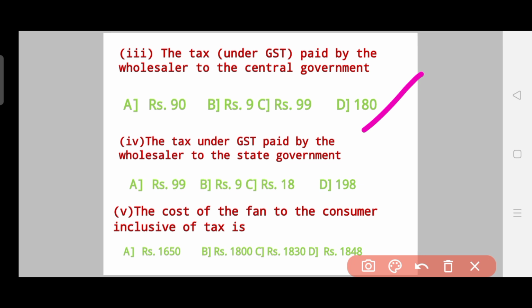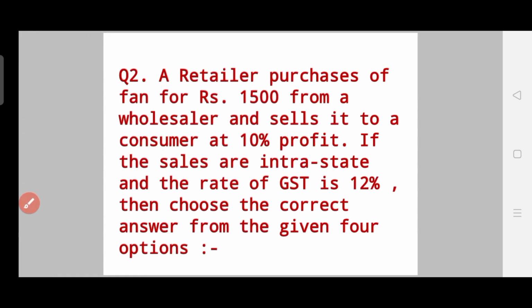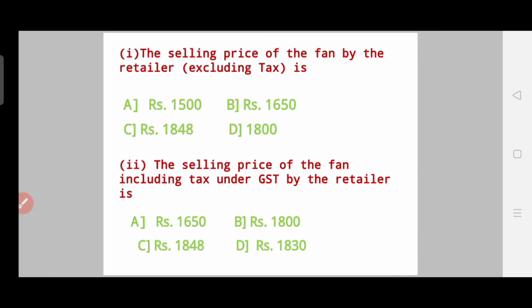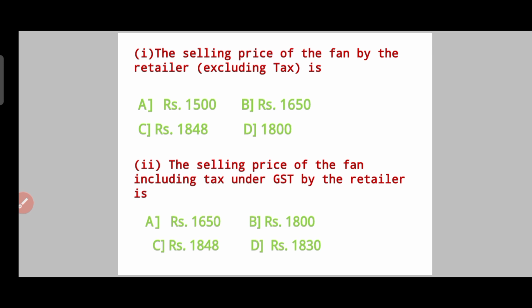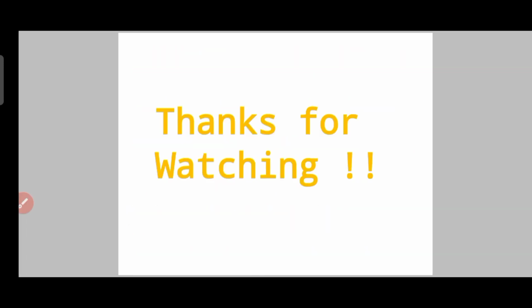Question number 4, the tax under GST paid by the wholesaler to the state government, and again you have four options here. The last question of this video is the cost of the fan to the consumer inclusive of tax, and you have the options here. So I hope you are getting my point that you would be given a question, there would be sub parts of this question, and in these sub parts your options would be given. So that's all from this video.